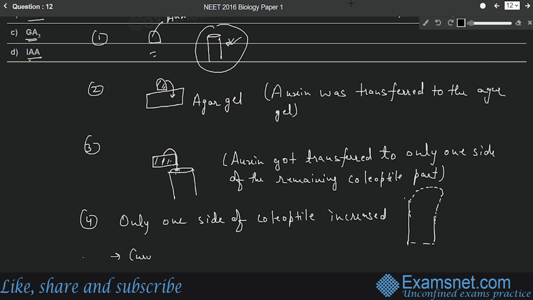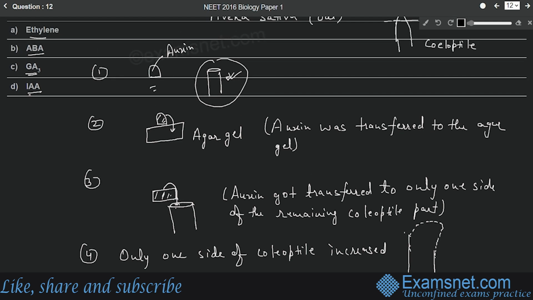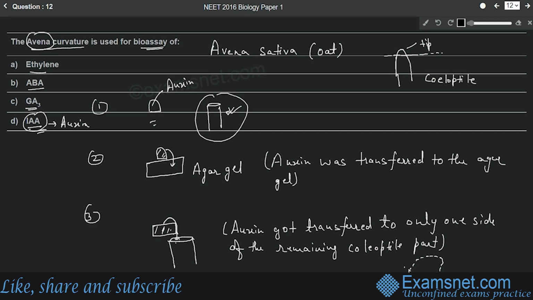Okay, so a curvature kind of shape was formed, and this is known as Avena curvature. So now it is clear that this experiment was related to the auxin, okay, which hormone? Auxin. And we know that indole 3-acetic acid is an example of natural auxin that is made in the plant. Okay, it is made by the plant body. So we can say that the Avena curvature is used for bioassay of indole 3-acetic acid. So option D will be the correct answer.